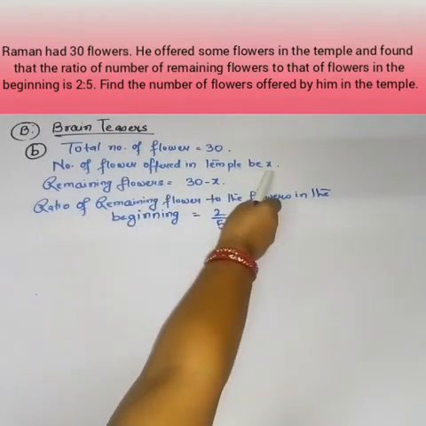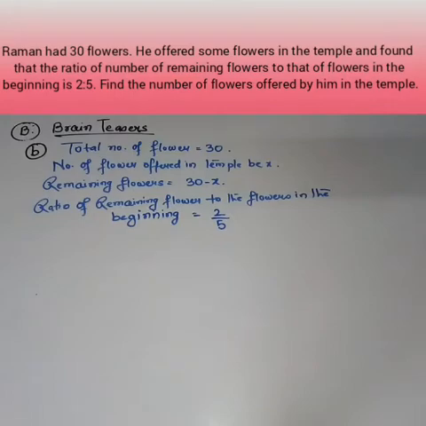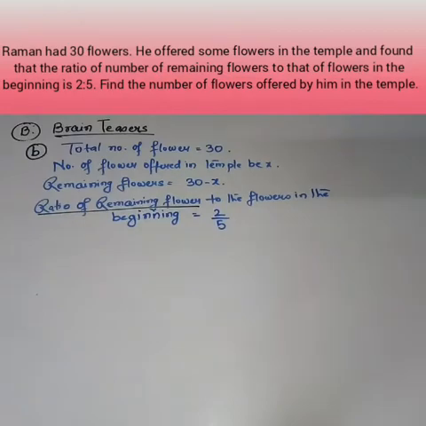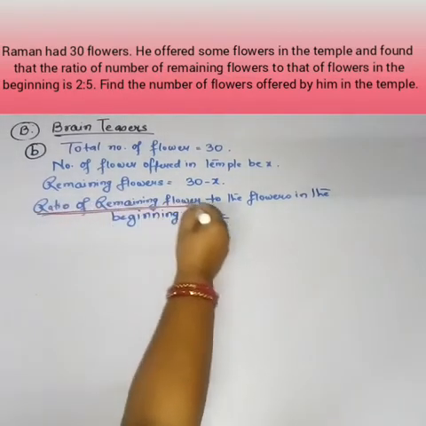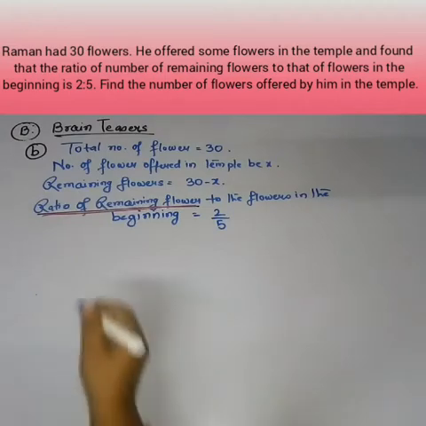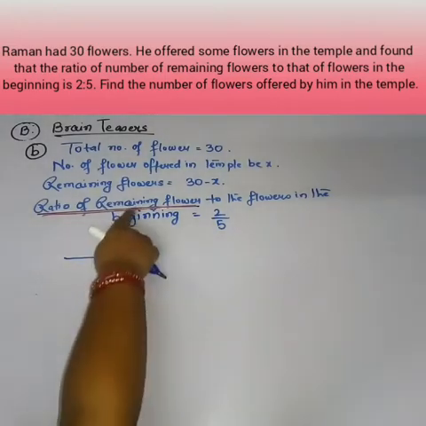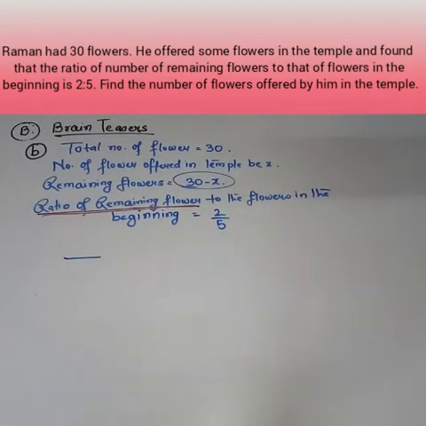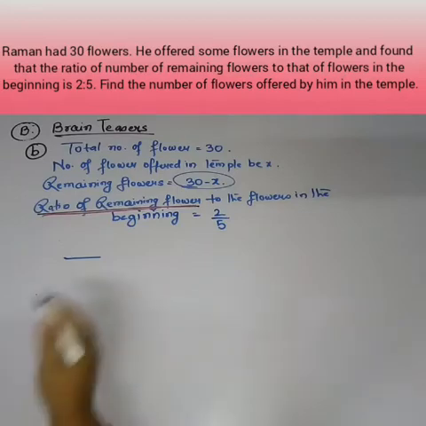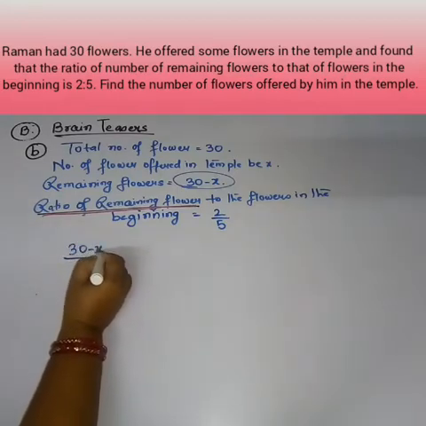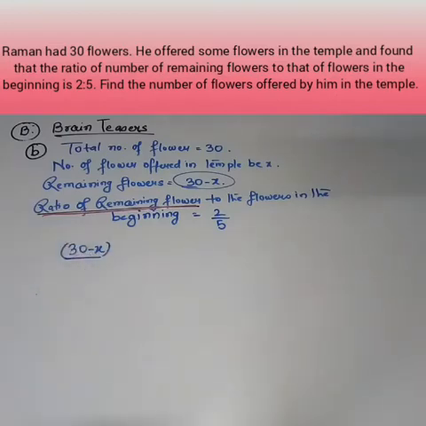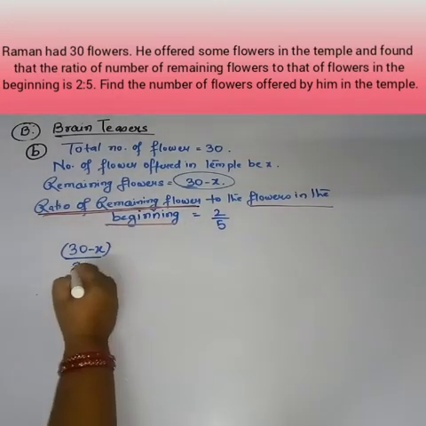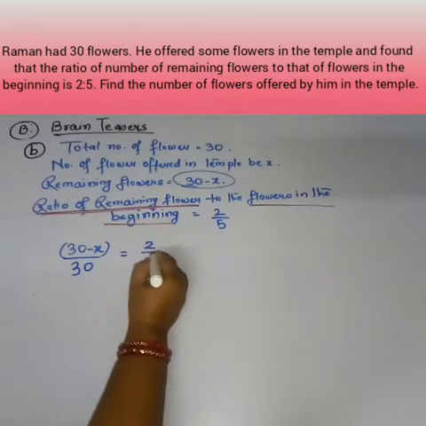So I am taking it as x. Now I am going to change this into the mathematical form, ratio of remaining flowers. So this is the ratio of remaining flowers. Ratio means I am going to write in the fraction. Remaining flowers is this one. Since he has 30 flowers and he has offered x flowers in the temple, it becomes 30 minus x. And then to the flowers in the beginning, he has 30 flowers. So I am writing here 30. This is equal to 2 by 5.